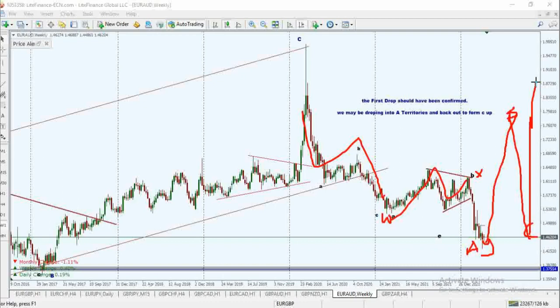But this could also be something that could take about 2 years, 3 years, 4 years, 5 years maybe to complete. So I'm going to be looking at this possibility, that we might just be completing the Y leg right there, or the start of a new complex wave right there, inside of that zone.